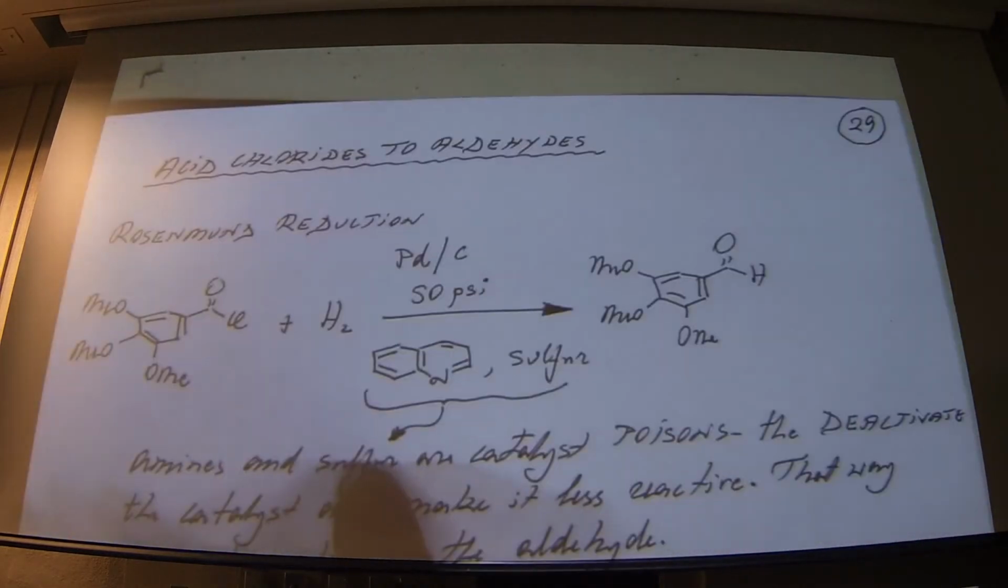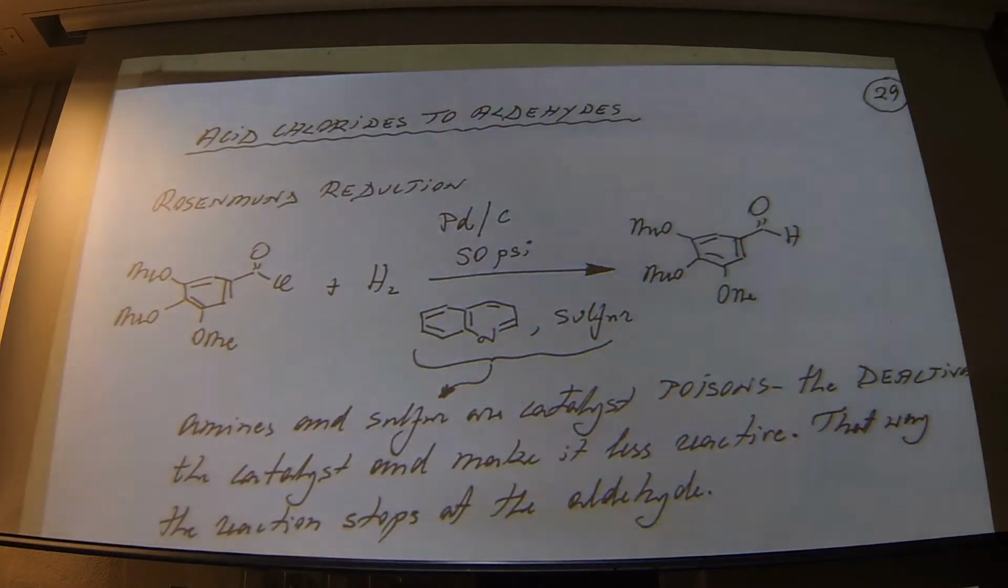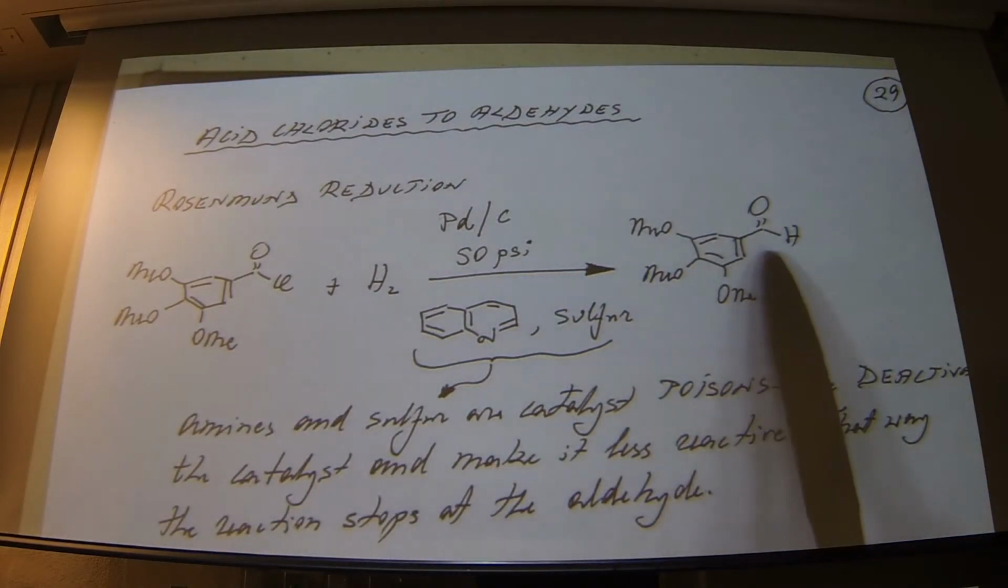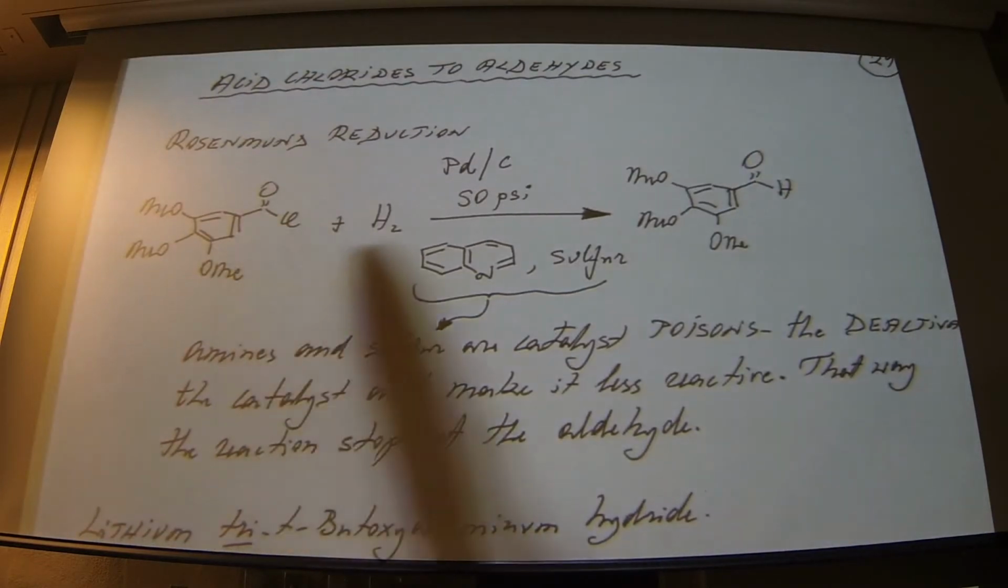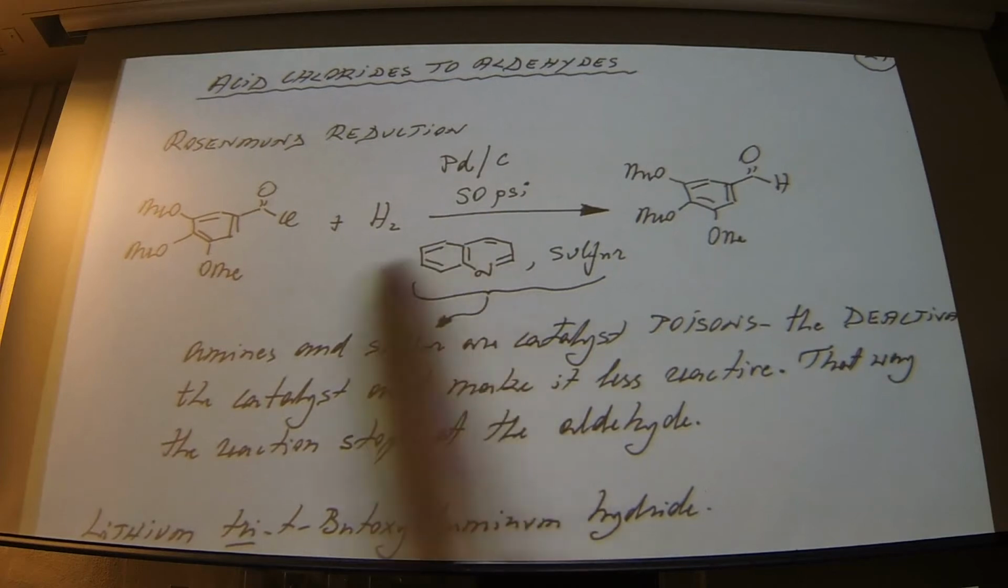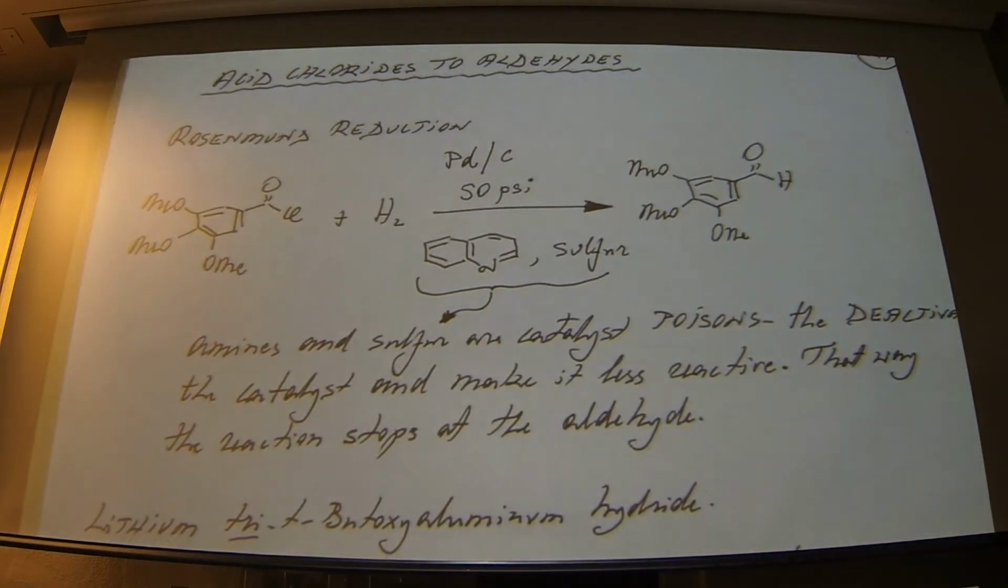Now, acid chlorides can undergo reduction too. And acid chlorides are kind of interesting because you can do just about anything with an acid chloride. Acid chlorides can be converted to just about anything, including aldehydes in one step. So you can do a partial hydrogenation of the acid chloride and end up with an aldehyde.